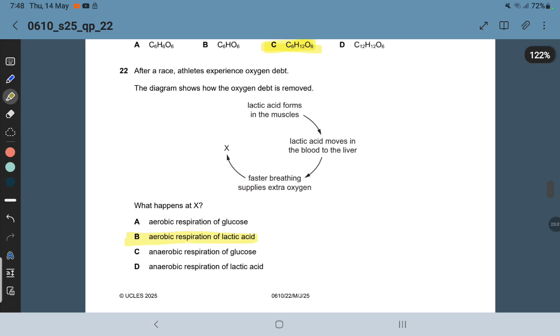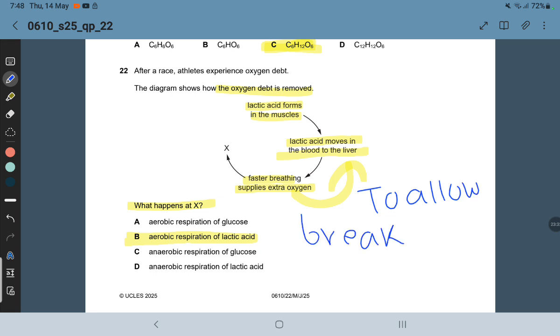22 is asking what is represented at X. Okay, what happens at X? The diagram shows oxygen debt is removed. What happens at X? Well, aerobic respiration of lactic acid, because here as you can see lactic acid forms in the muscles, which means that we are now entering into an oxygen debt case. Lactic acid moves in the blood to the liver to be broken down. Faster breathing supplies extra oxygen to allow the breakdown of lactic acid.